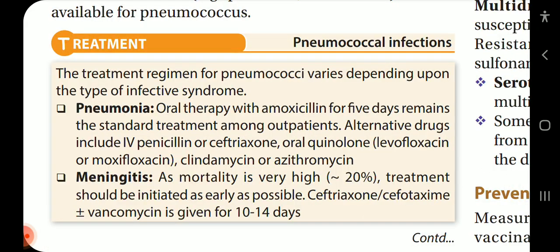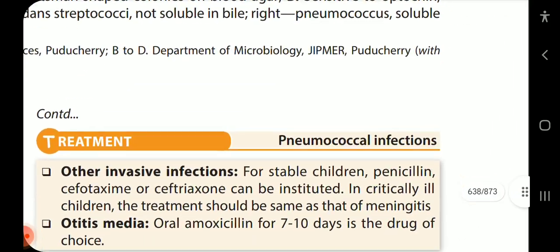The treatment regime for pneumococci varies depending upon the type of infective syndrome. Pneumonia: oral therapy with amoxicillin for 5 days remains the standard treatment among outpatients. Alternative drugs include IV penicillin or ceftriaxone, oral quinolone, levofloxacin or moxifloxacin, clindamycin or azithromycin. Meningitis: as mortality is very high, 20%, treatment should be initiated as early as possible. Ceftriaxone or cefotaxime plus or minus vancomycin is given for 10 to 14 days.